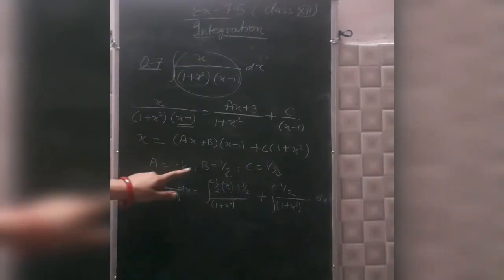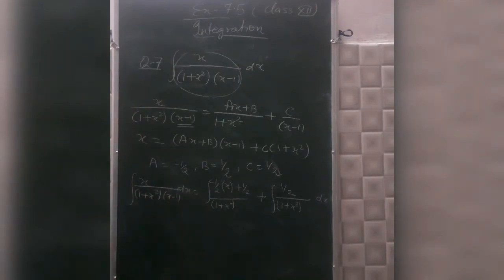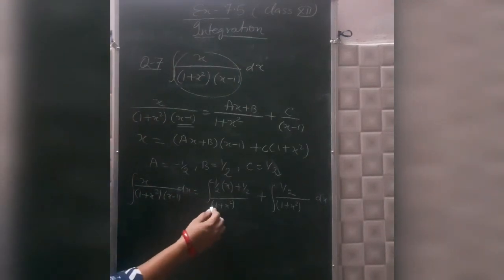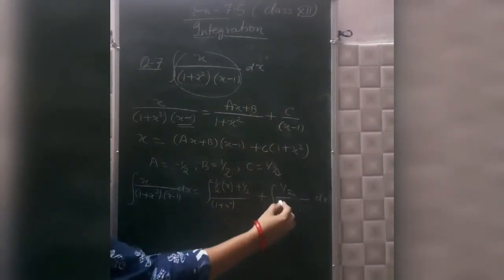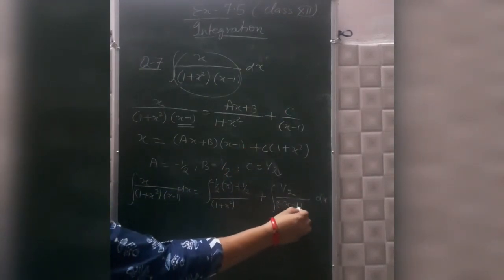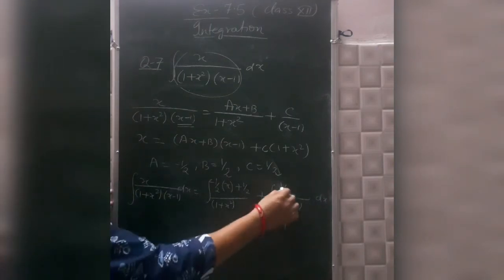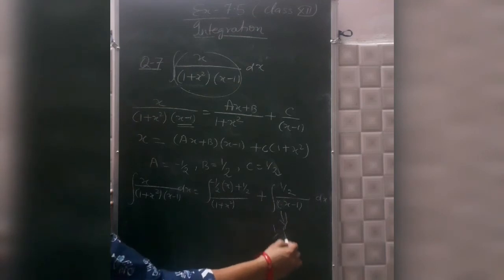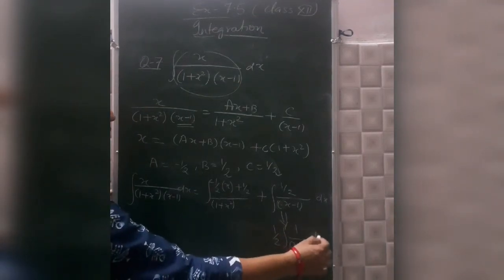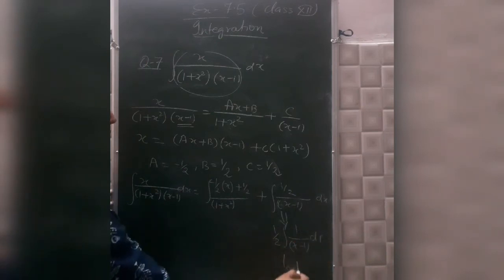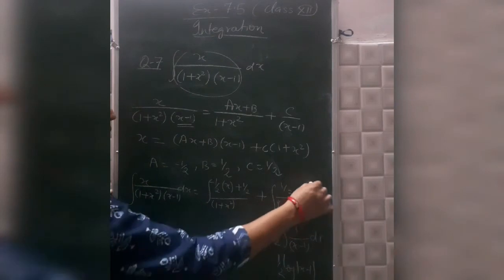After finding the values of a, b, c, this given function can be written like this. In the denominator of the first part, 1 plus x square, and in the denominator of c you will take x minus 1. Now the integration of this part: this constant term you can take common outside the integration, and all of you know that integration of 1 by x minus 1 is log of x minus 1. So in this way you can do the integration of this second part.